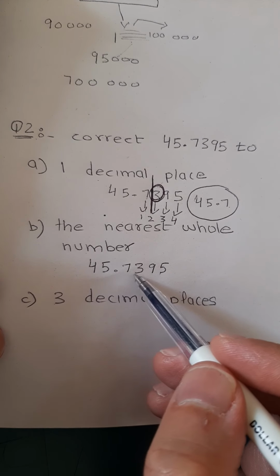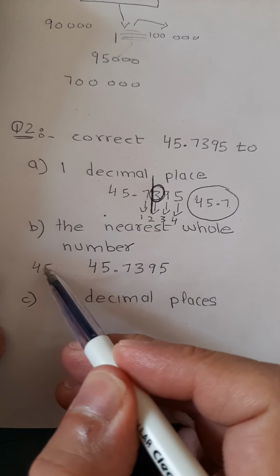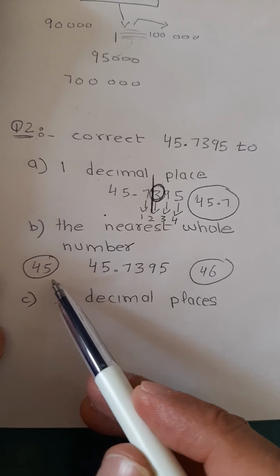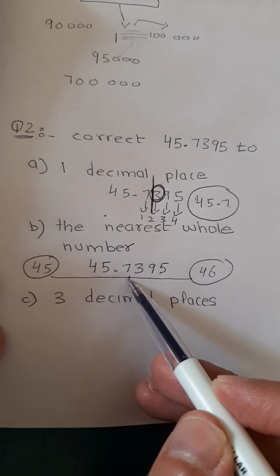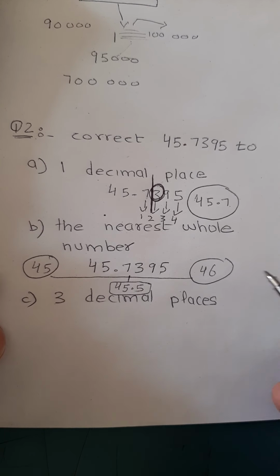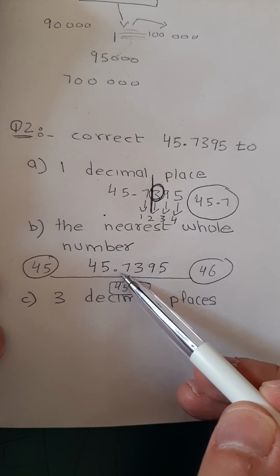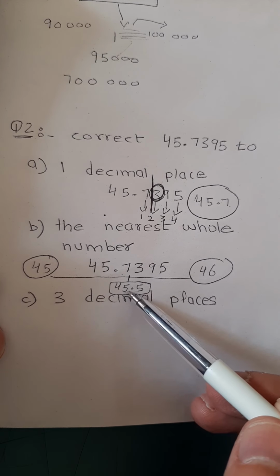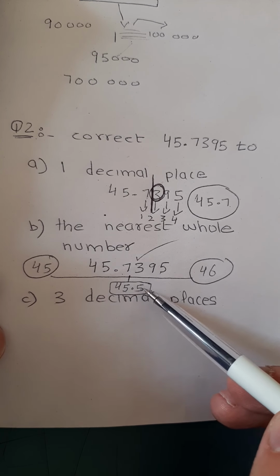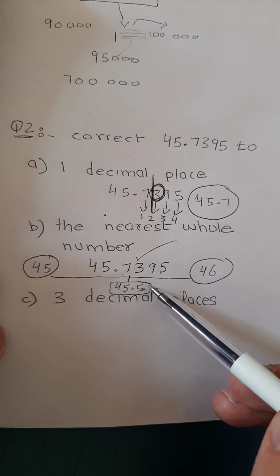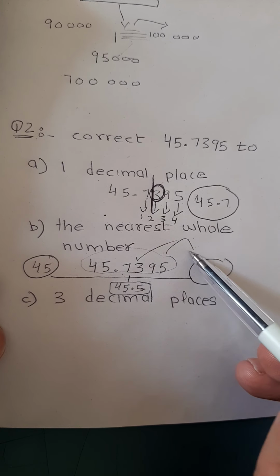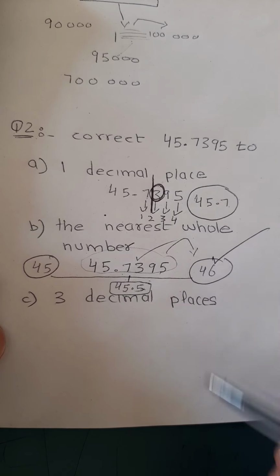Well, 45.7395 lies between two whole numbers. One is 45 and the other one is 46. The middle value of 45 and 46 is 45.5. While your given number is 45.7, the middle value is 45.5. So this one is greater than the middle value 45.5, and if your given number is more than your middle value, then you have to round it off to the next whole number, which is 46. So the correct answer is 46.